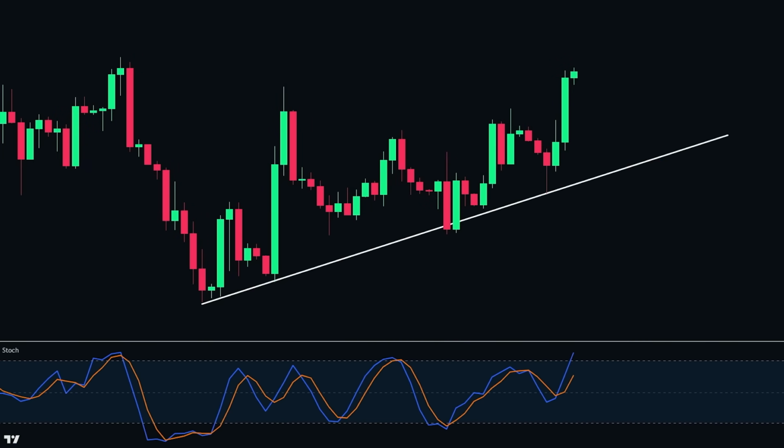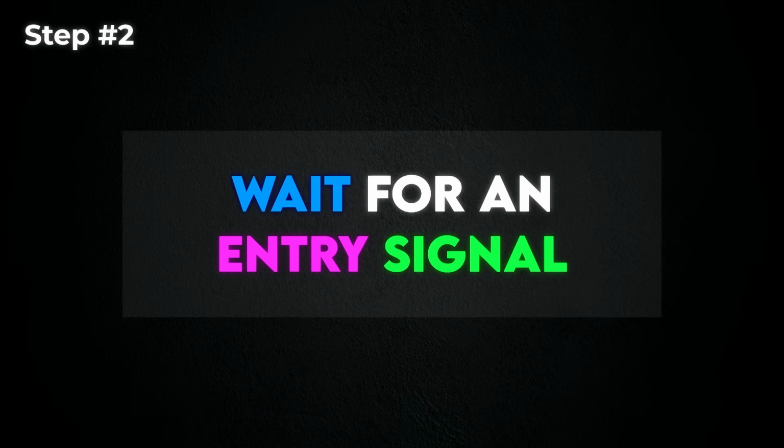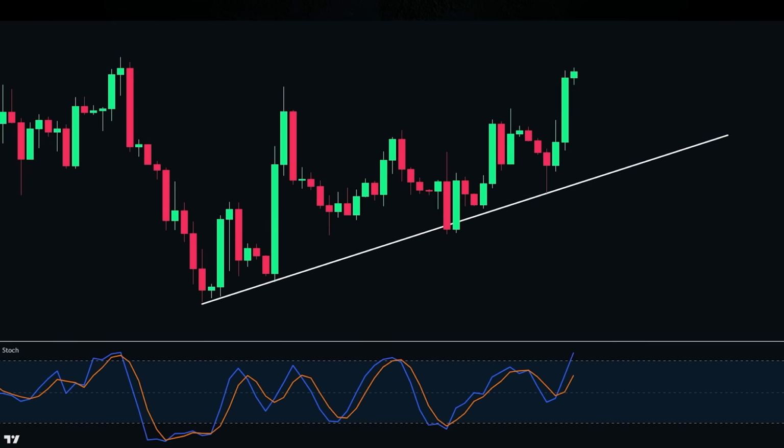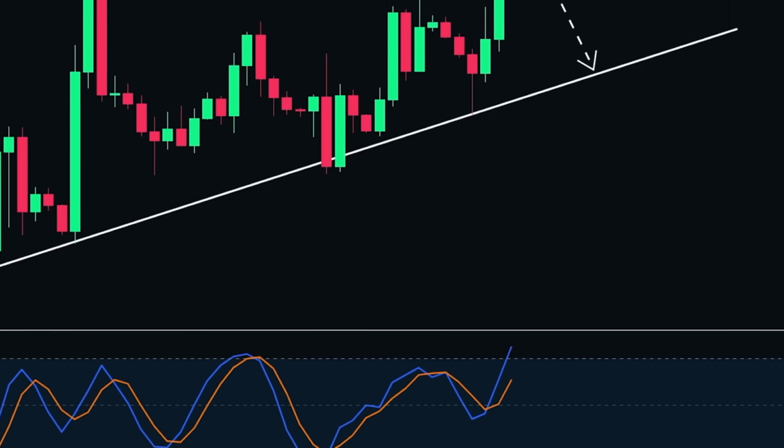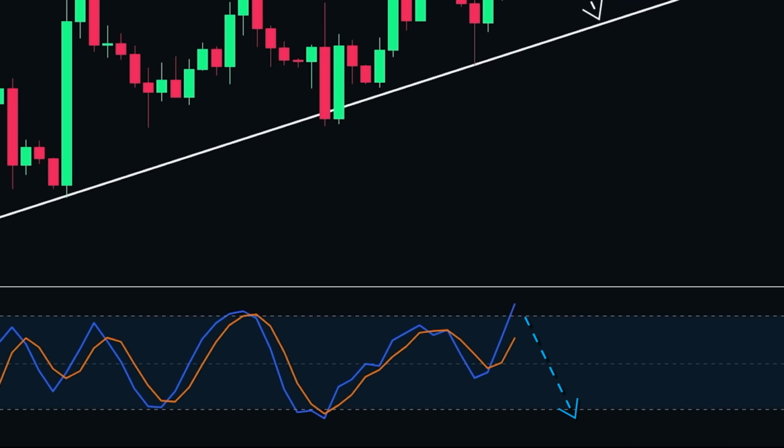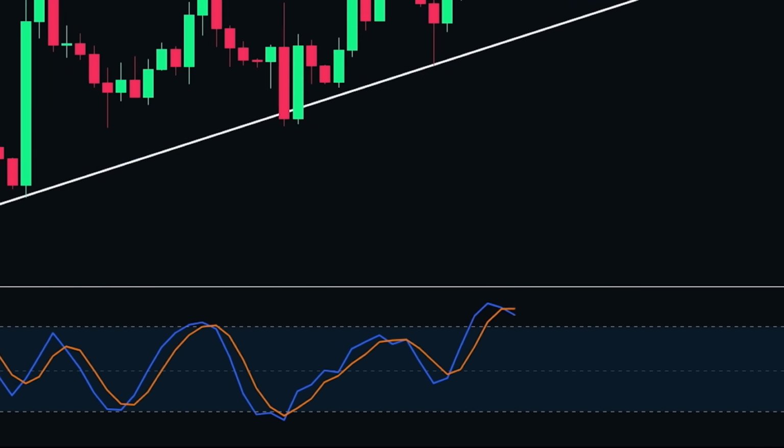Now that all the tools are set, we can start looking for entries. So, what I look for is price approaching the trend line, but I also want to make sure that the blue stochastic line crosses into the oversold level, which is this bottom level here. So that would look something like this.